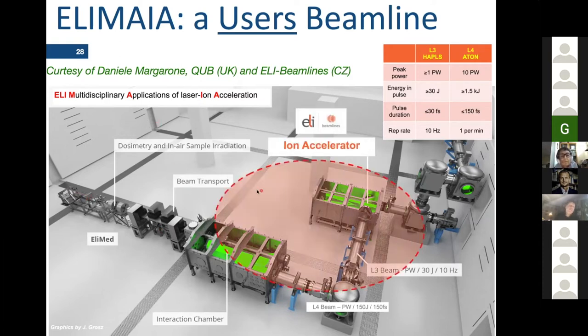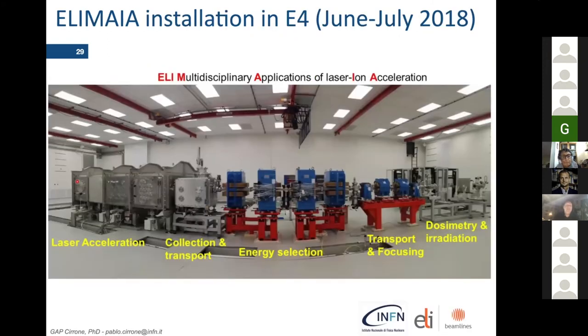This is the part that we call the ion accelerator, in fact, and this is the part that we call ELIMED, an element that was completely realized by INFN in the framework of the ELIMED tender. And this is the beamline as it appears today after the installation. So again, this is the scattering, the interaction chamber. Here there are four quadrupoles.